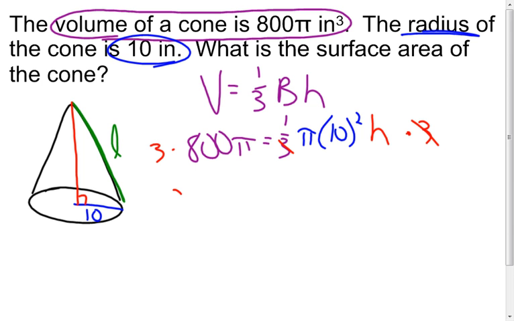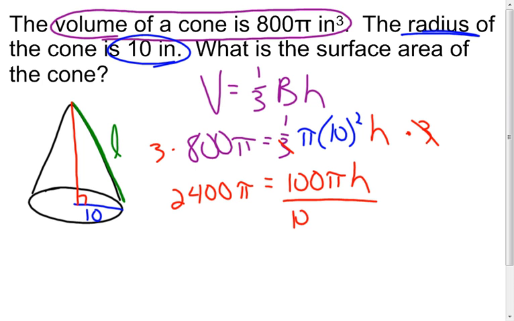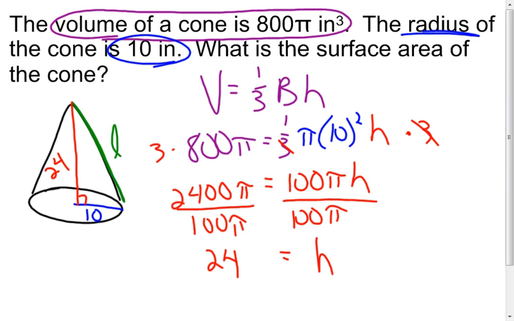Now I'm left with 2,400 pi equal to, well, the 1/3's gone. I'm going to look at 10 squared is 100. So I have 100 pi times h. And then I want to get the h by itself, so I'm going to divide by 100 pi. And I find out that h is equal to 24. So the height of my cone is 24 inches.